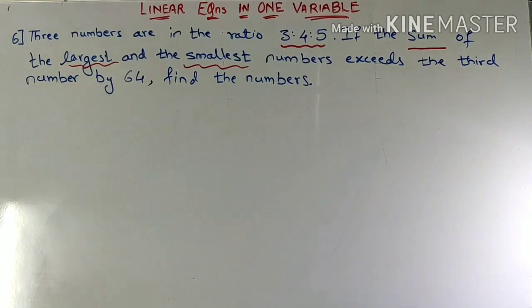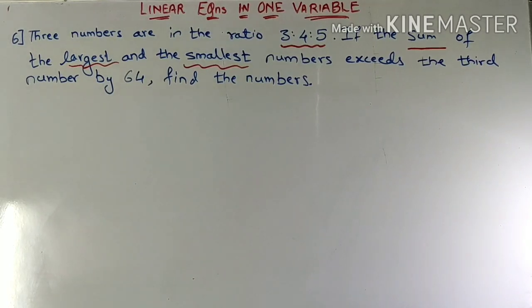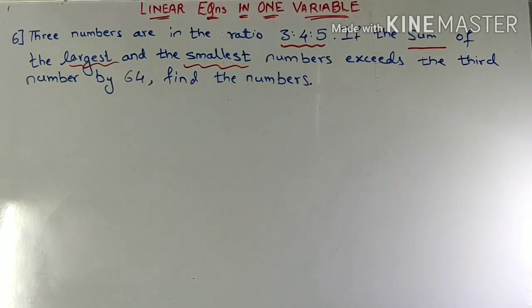So our first problem for the day, which is 6th in the series, including the previous video. Three numbers are in the ratio 3:4:5. If the sum of the largest number and the smallest number exceeds the third number by 64, find the numbers.